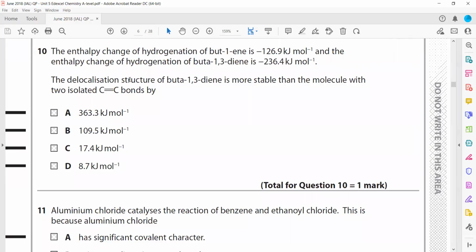In question 10, the enthalpy change of hydrogenation of but-1-ene is minus 126. The enthalpy change of hydrogenation of buta-1,3-diene is minus 236. The delocalized structure of buta-1,3-diene is more stable than a molecule with two isolated carbon-carbon double bonds. So we have to draw the enthalpy diagram here.